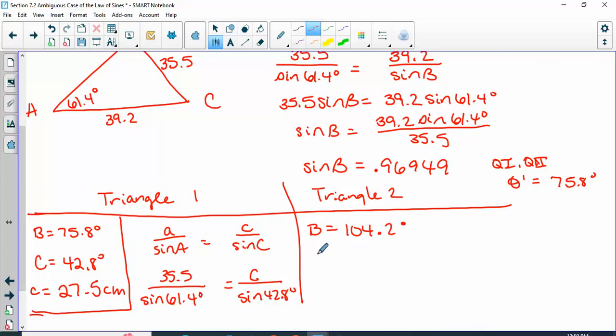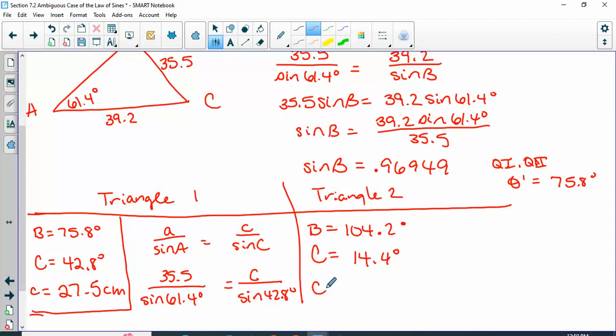Okay, second triangle. Angle C. How do we get it? Subtract 140 and 61.4. And even though significant digits would say we could round that to 104, I'm going to keep 104.2. If you did round it, that's fine, because that's significant digits. But I didn't want my angle C to be off by quite so much. So that's why I kept it.